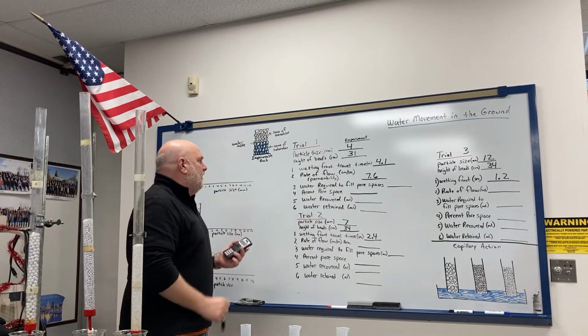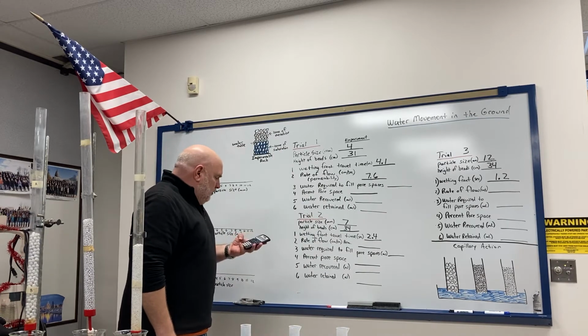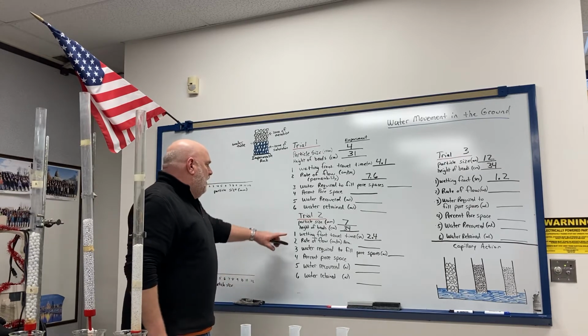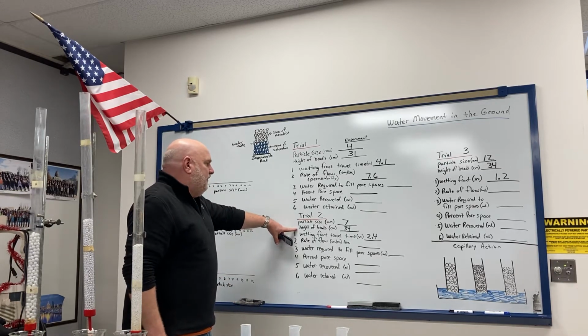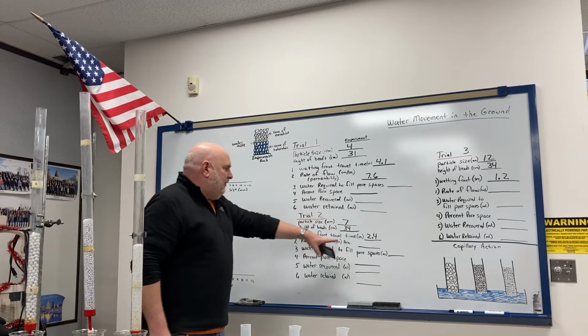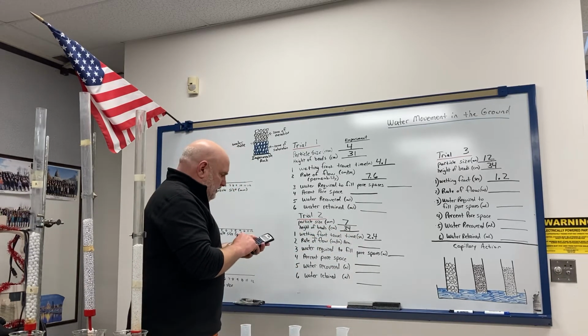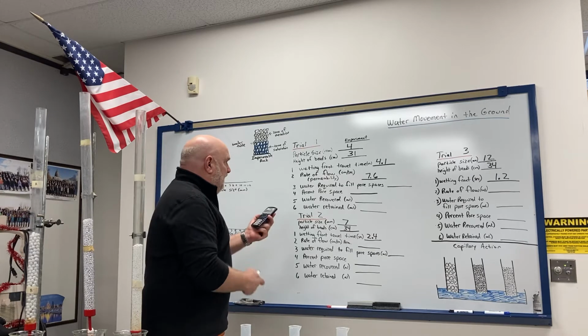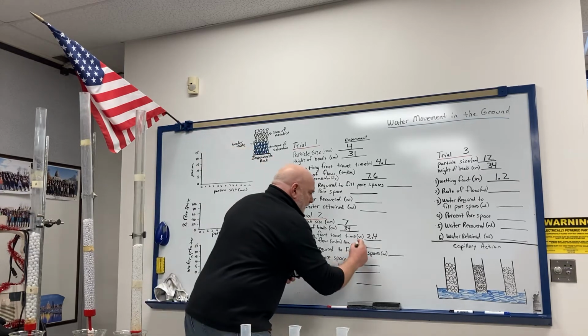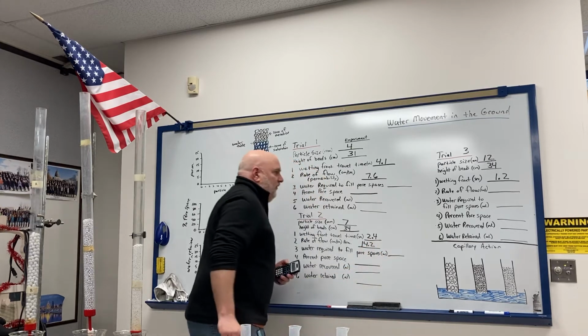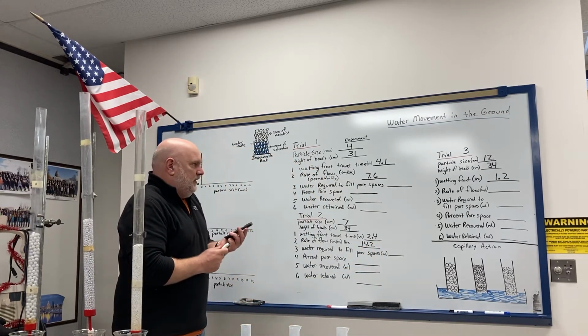All right. For trial 2, the height of the beads was 34. It traveled that distance in 2.4 seconds. So 34 divided by 2.4 equals, its speed was 14.2 centimeters per second.